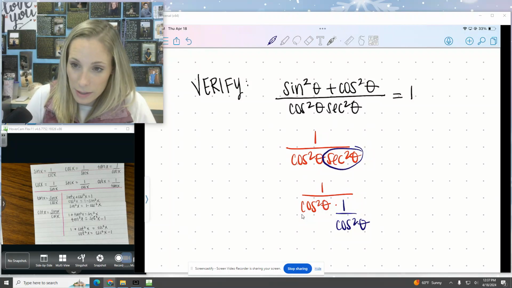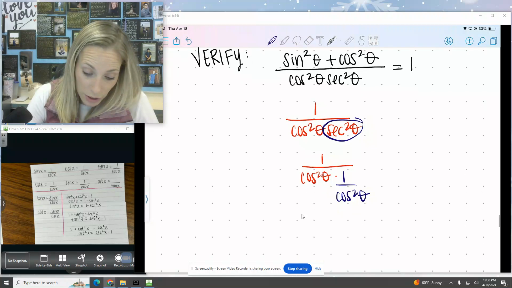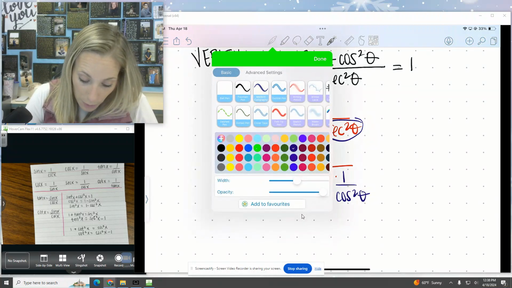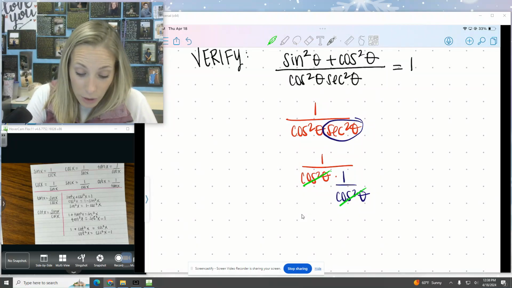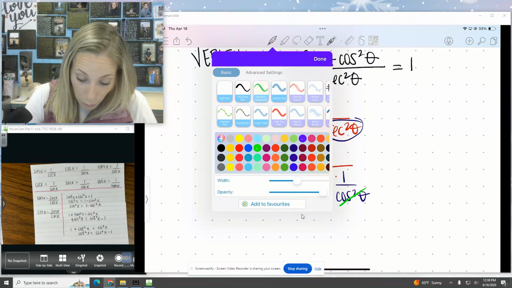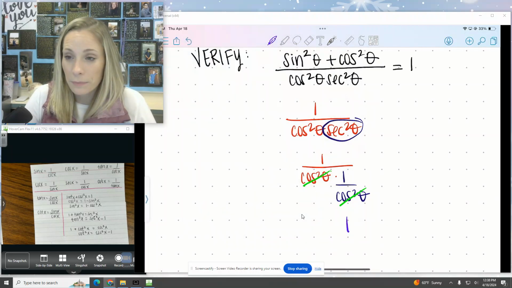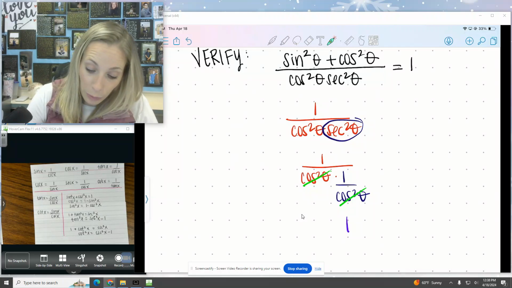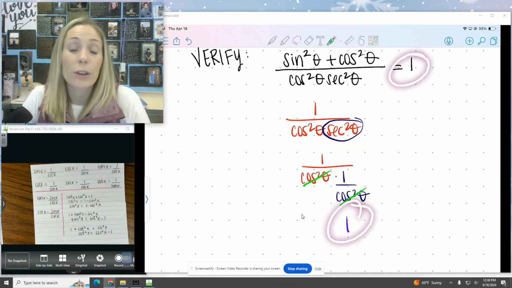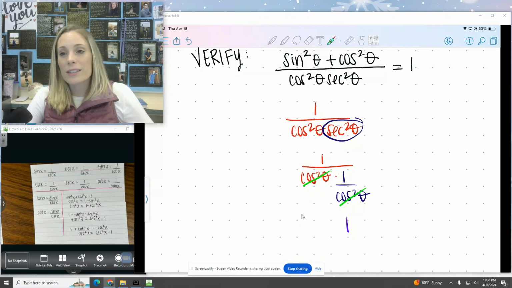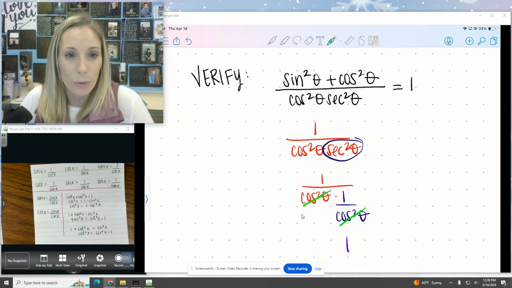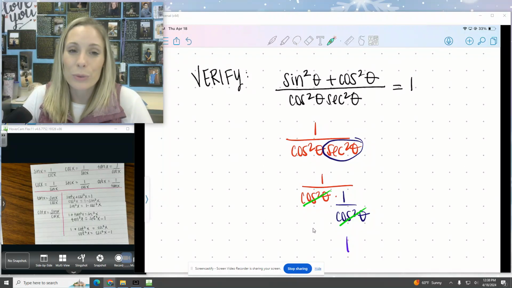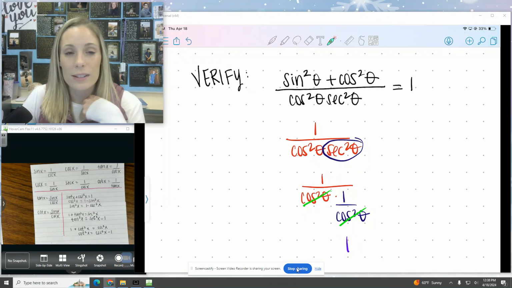What happens? It's kind of an ugly fraction, but hopefully you can see what happens. The cosine squared and the cosine squared cancel out and you're left with 1 over 1, and 1 over 1 is 1. And we have proven through algebra that they are equivalent. We have proven that this is an identity. Of course, there are infinite different ways to go through this, but I hope that that helped you see one way to go through that problem.